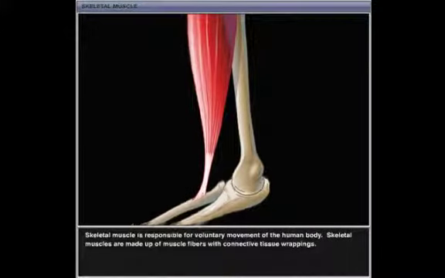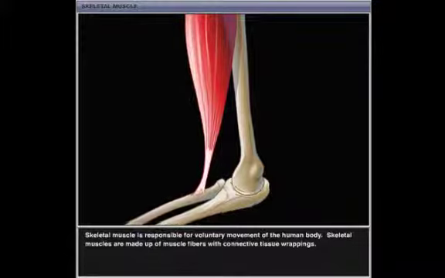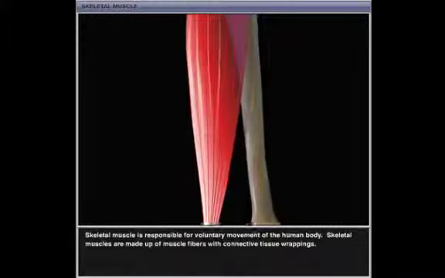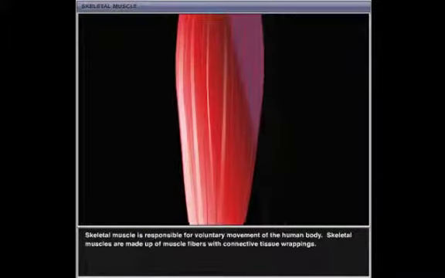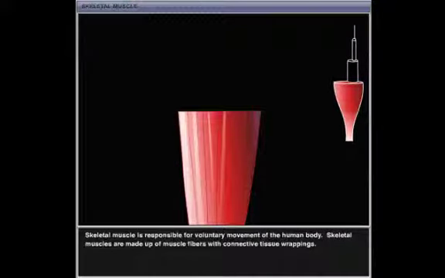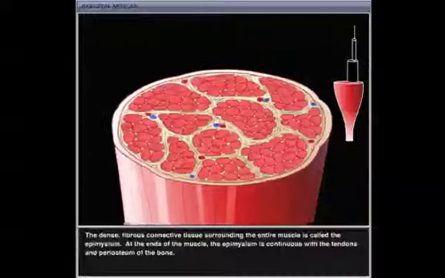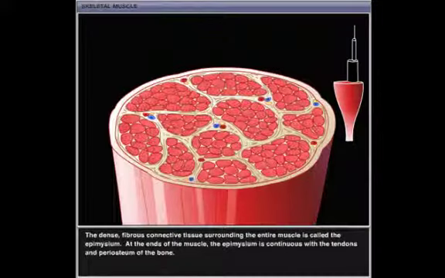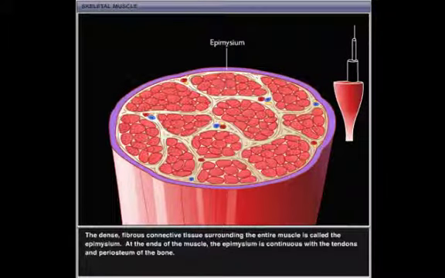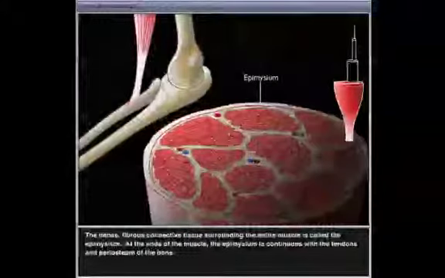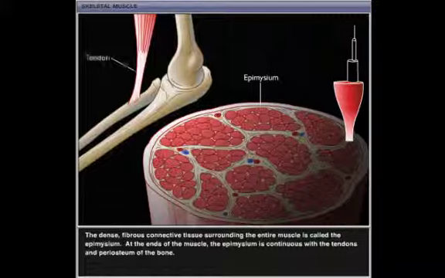Skeletal muscle is responsible for voluntary movement of the human body. Skeletal muscles are made up of muscle fibers with connective tissue wrappings. The dense, fibrous connective tissue surrounding the entire muscle is called the epimysium. At the ends of the muscle, the epimysium is continuous with the tendons and periosteum of the bone.